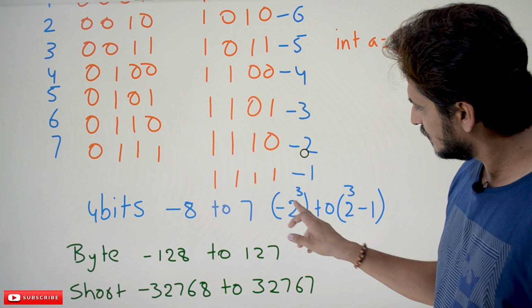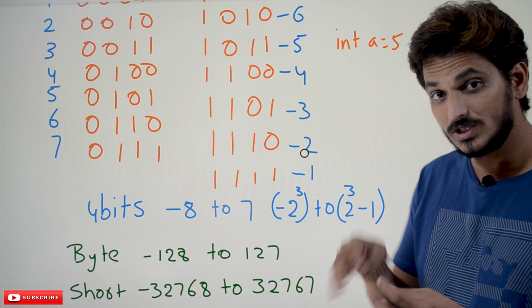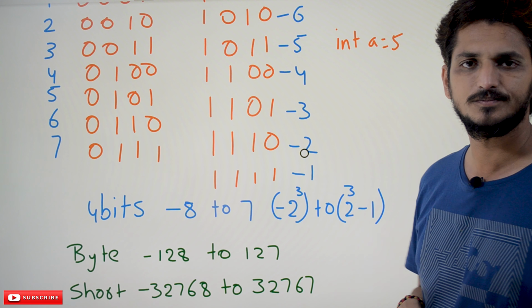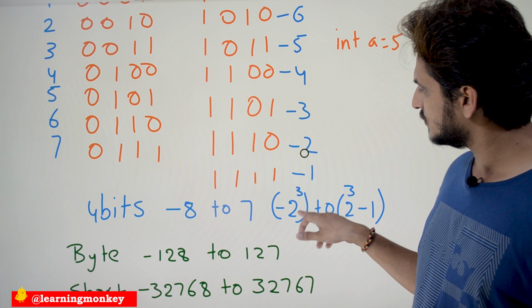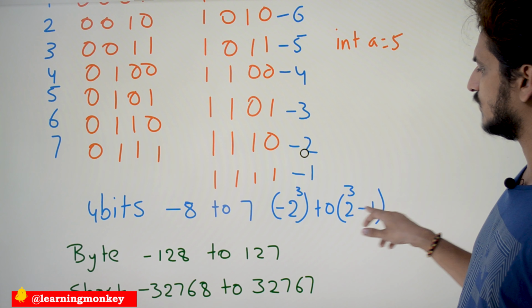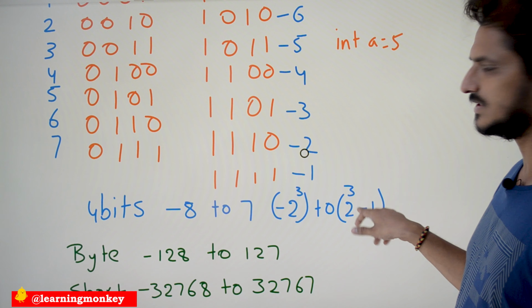Using 4 bits, minus 2 cube. Using n bits, minus 2 power n minus 1. This is the minimum value. Minus 2 cube means minus 8. And 7 means 2 cube minus 1. 2 cube means 8, and 8 minus 1 is 7.